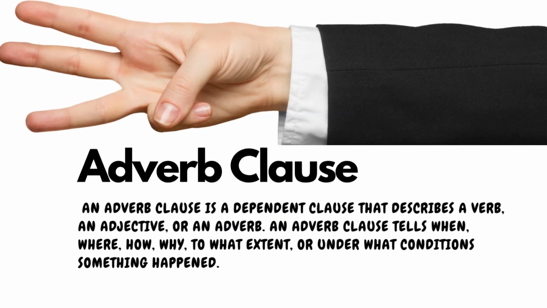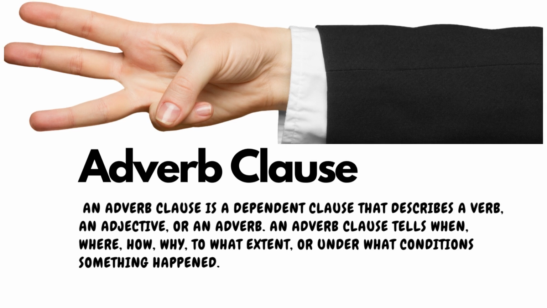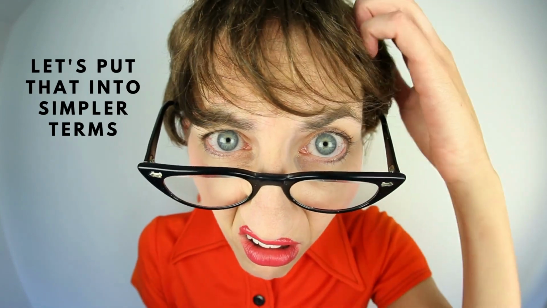The next one is the adverb clause. And the definition is, an adverb clause is a dependent clause that describes a verb, an adjective, or an adverb. An adverb clause tells when, where, how, why, to what extent, or under what conditions something happened. Let's put that into simpler terms, right?